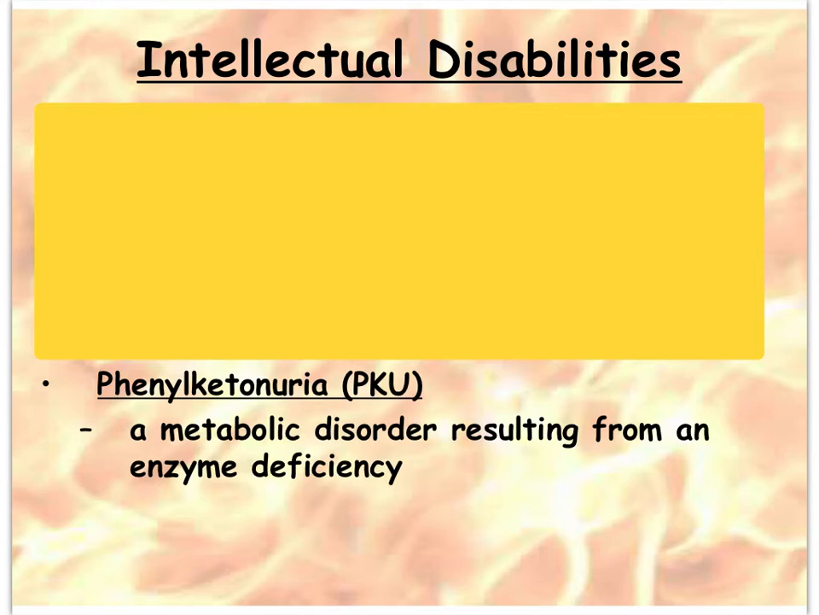Next, we have phenylketonuria. This is often called PKU. This is a metabolic disorder resulting from an enzyme deficiency. So essentially, it's a rare inherited disorder that will cause an amino acid called phenylalanine to build up in the body. It's caused by a defect in the gene that helps to create the enzyme needed to break down phenylalanine. This wouldn't have been tested on people my age because people weren't aware of it that long ago.